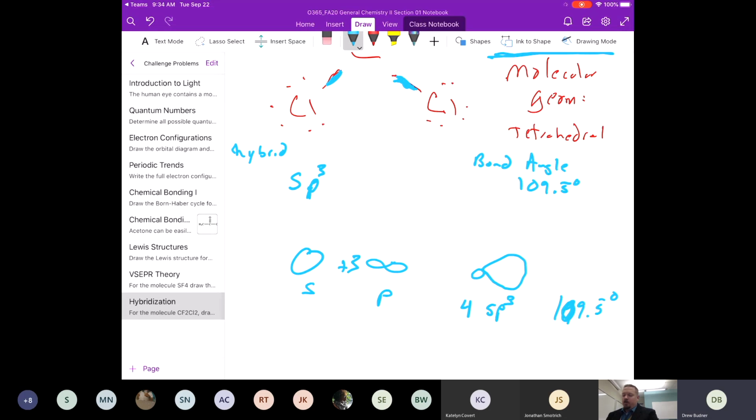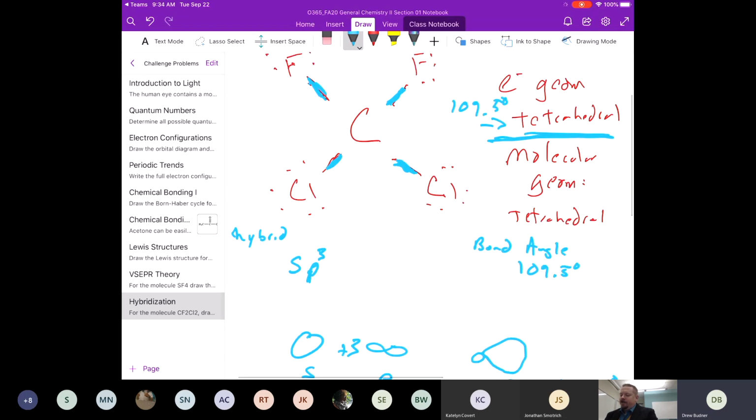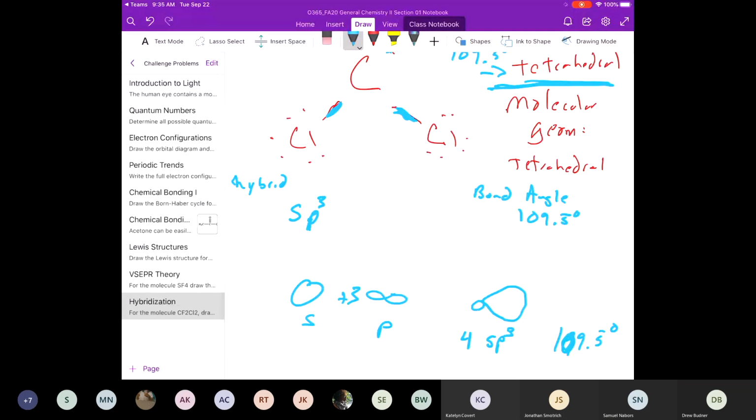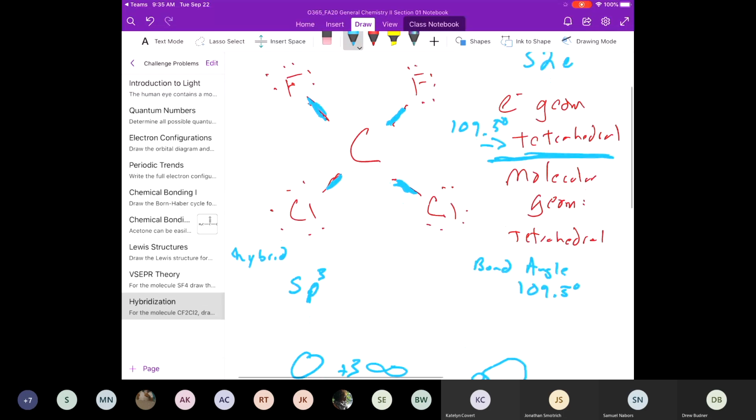109.5 degrees. Right? So this is one way we've come up with to, because this s orbital was a sphere, the p orbitals were these dumbbells along the axis. So if we just relied on our atomic orbitals for this hybridization, we would see these new hybrid orbitals. Any questions on that?